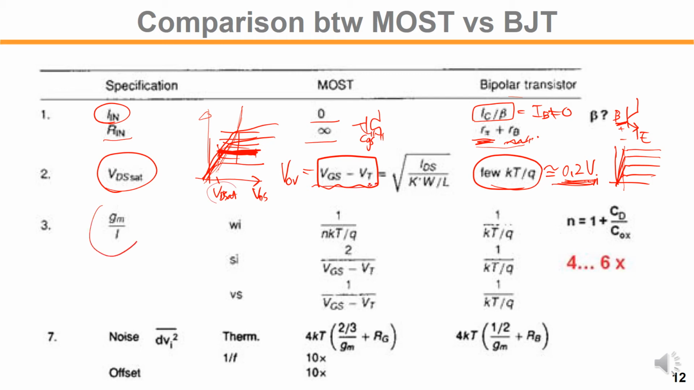And also gm efficiency, looking at the gm over I, in weak inversion, 1 over n times kT over q. Strong inversion, we have 2 over overdrive voltage. And velocity saturation region, that is 1 over the overdrive voltage. But the bipolar case, no matter what the case is, just 1 over kT over q. So only the current level sets the gm.